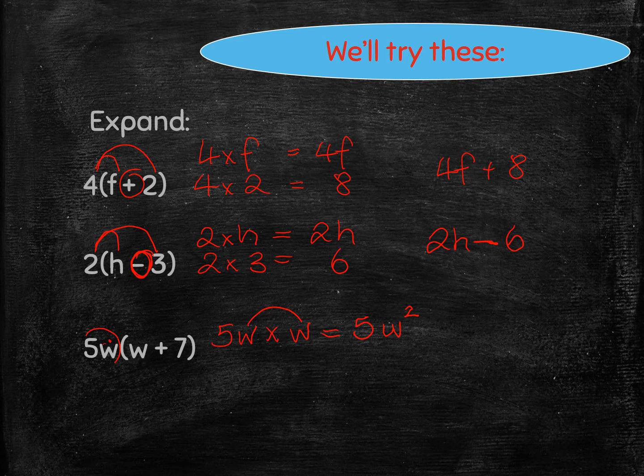Now we're going to take this 5w again, and we're going to multiply by what's last in the brackets, which is the 7. So now we multiply our numbers together. 5 times 7 is 35. How many w's have I got there? Just the 1. So we've got 5w squared and 35w. Let's check what sign's in the middle of it. We've got a plus there, so we're going to put plus. And that's how we expand.